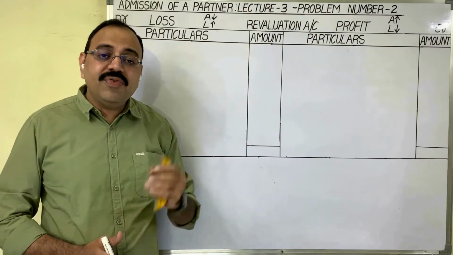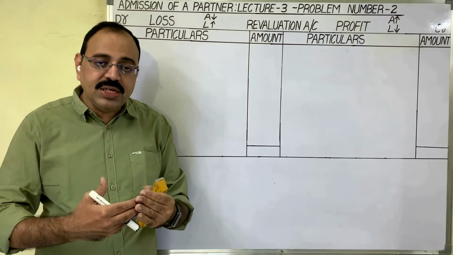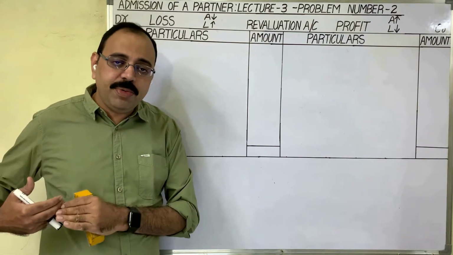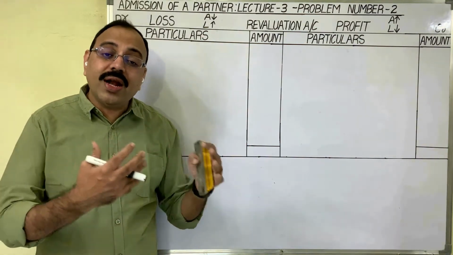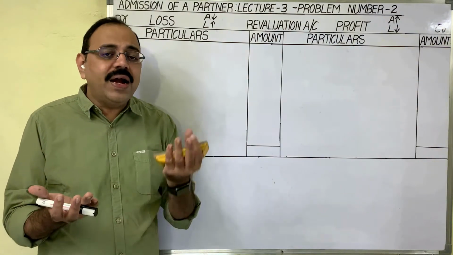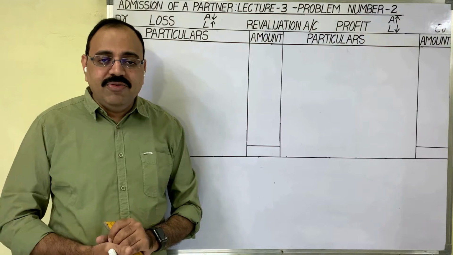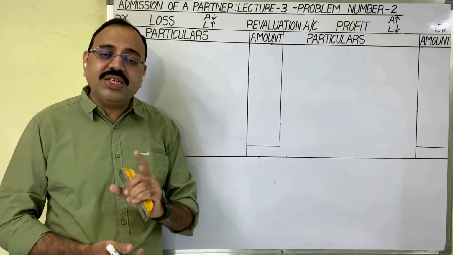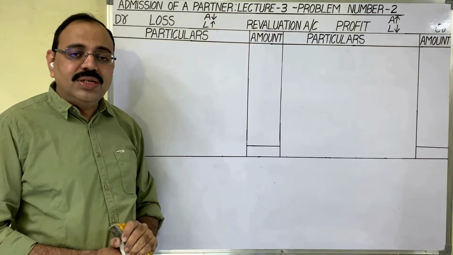Actually speaking, first we have to prepare the journal. We should pass all the journal entries. After that, we prepare the ledger. But if I explain in that manner, you cannot understand the journal entries. So, ledger accounts and journal entries I am going to explain simultaneously. We will start with the first ledger account, that is the revaluation account.